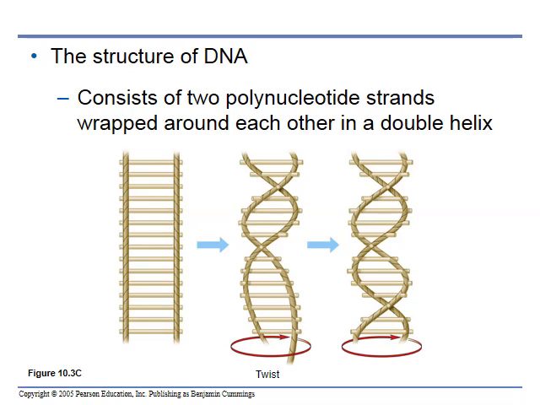Alright, so the basic structure of DNA, kind of like a ladder, you have, this would be where your nitrogenous bases are, and you would have your phosphate sugar backbone going down the sides, and then it's twisted. It's a double helix.